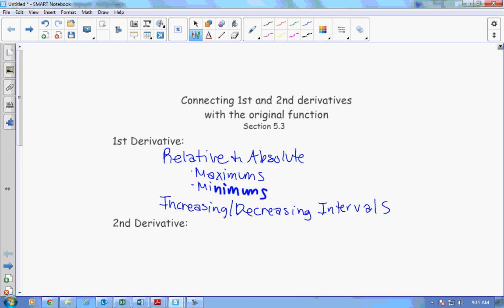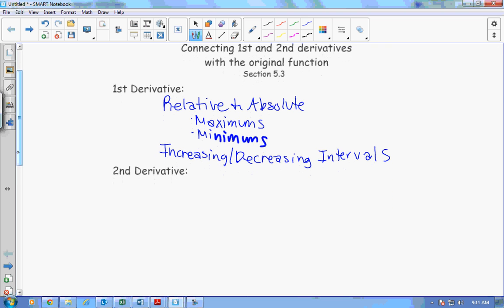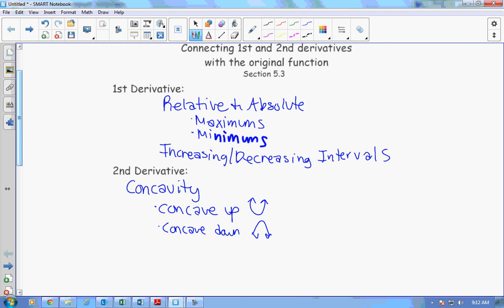Second derivative is new. Second derivative will help us find where we have concavity. We're not going to get cavities like in your teeth. But concave up, I've said this phrase a few times. Concave up, what does that look like? Yeah, like a U pointing up. Concave up looks like that, versus concave down, which will look like the flip, right? Going down.